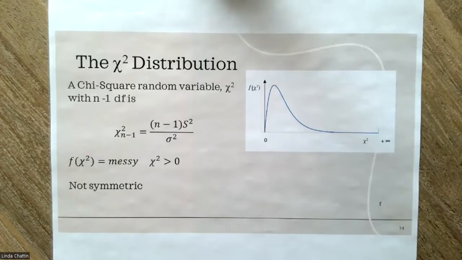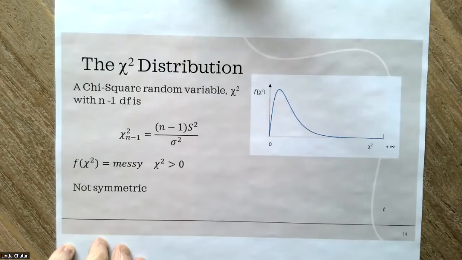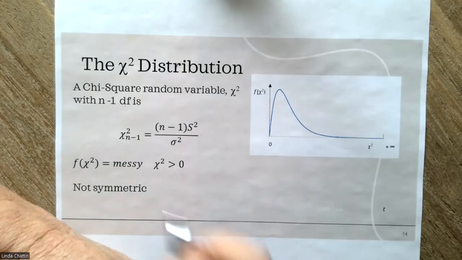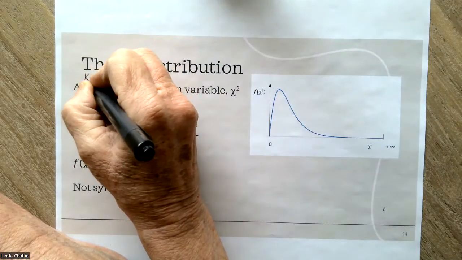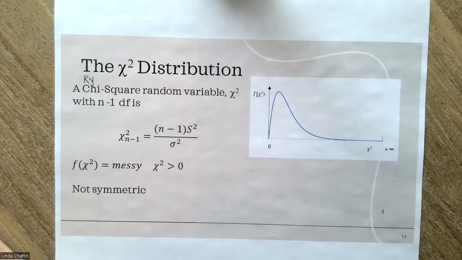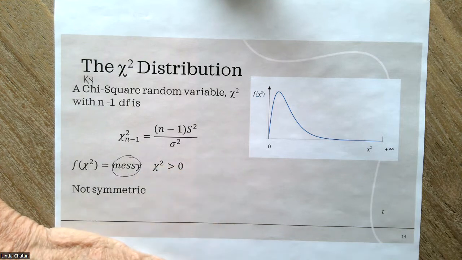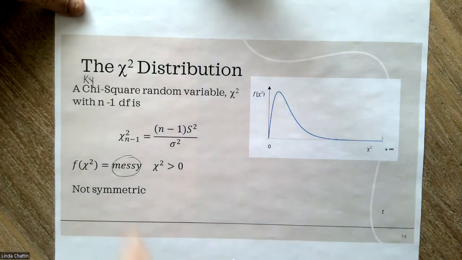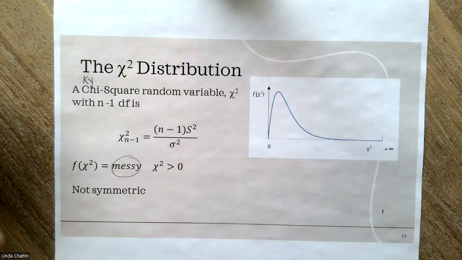First things first, we got to learn about a new distribution. This is called the chi-square distribution. People often call it chi-square, but how would I do this phonetically? K-Y, chi-square, okay? Random variable. This is what the distribution looks like. It is very messy, so I'm not holding you responsible for knowing what the actual equation would look like for the PDF. I am holding you responsible for knowing what the range is.